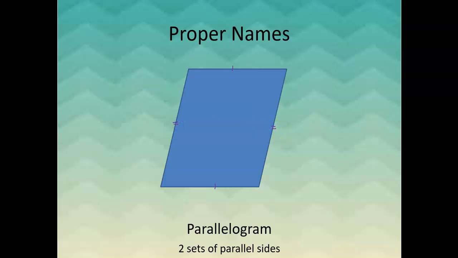There's another type of mark that we can use to indicate that the sides are parallel, and that's going to be what looks like the tip of an arrow. So this one and this one are parallel, and we'll do a double one here to indicate a second set of parallel lines. This one and this one are parallel. So any shape that has two sets of parallel sides is a type of parallelogram.